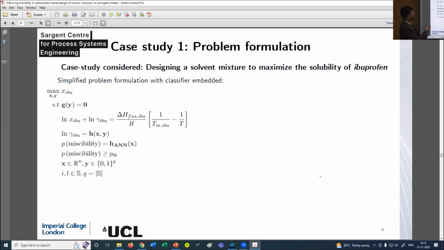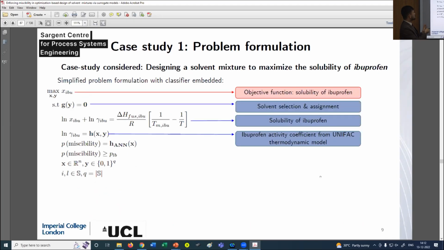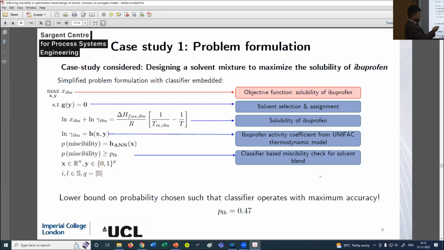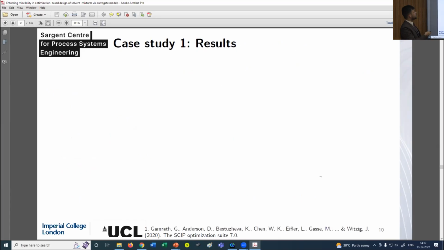Now with the classifier, the problem formulation remains more or less the same. The main difference is here. So instead of using the sufficient condition for checking for miscibility, what we do is we embed the ANN in our optimization model, which gives us a probability, and then we set the lower bound, the constraint on probability, as shown here. As I said, we choose the probability such that the model operates with maximum accuracy. So in this case, the lower bound on probability was 0.47. Another point which I would like to point out is that for each case study, we repeated the methodology that I had explained earlier. So for each case, the lower bound on probability would be different.